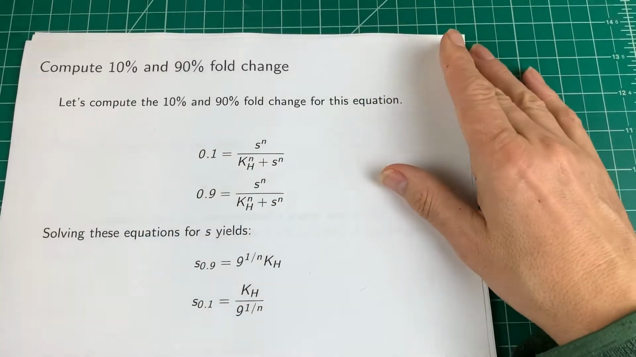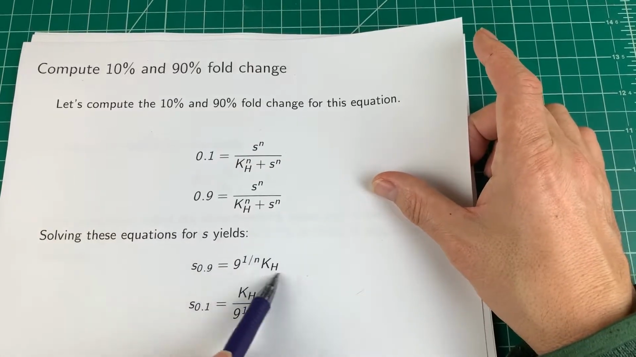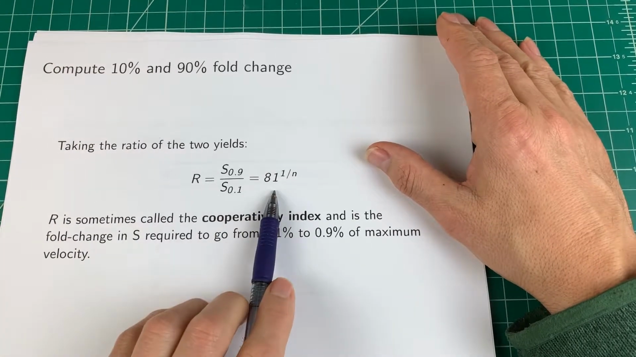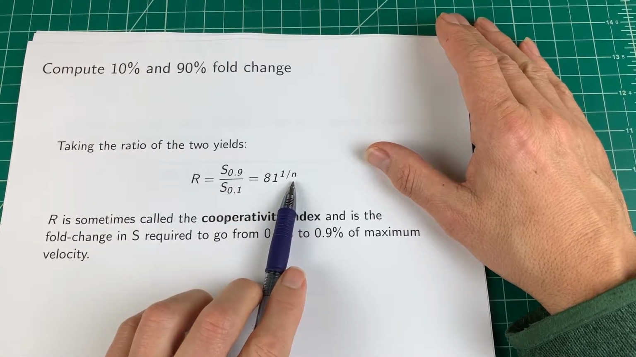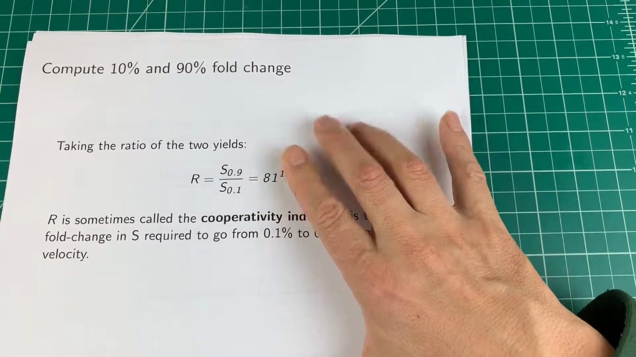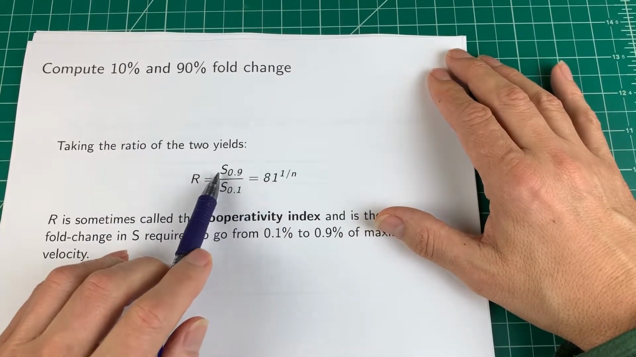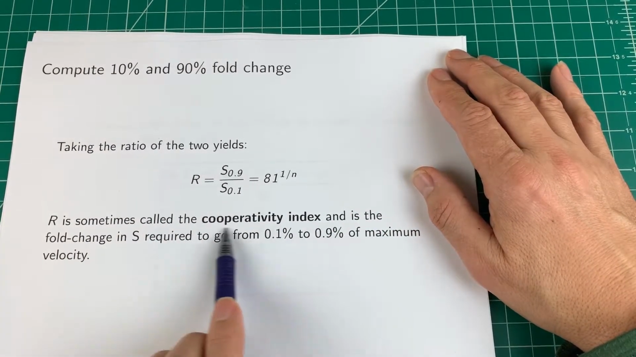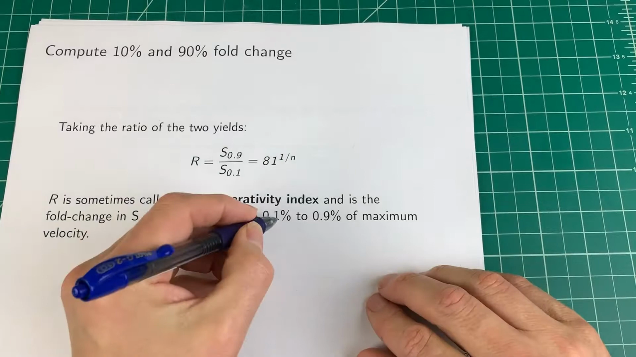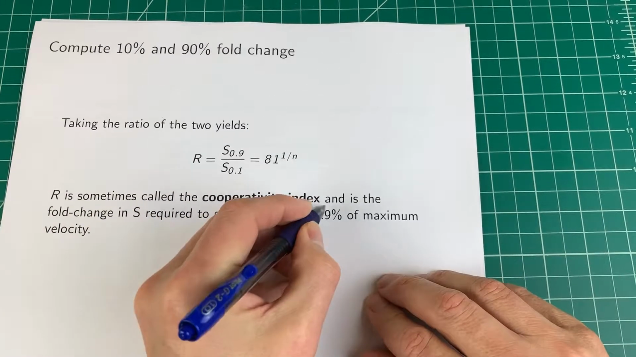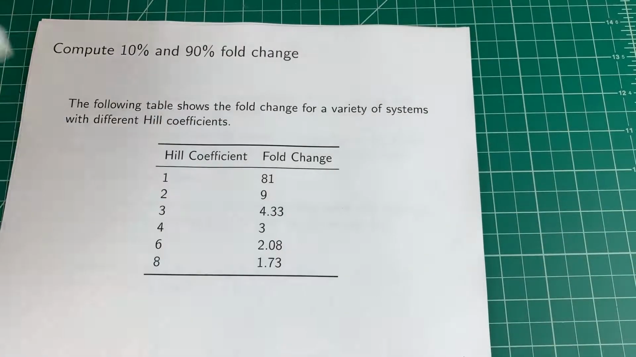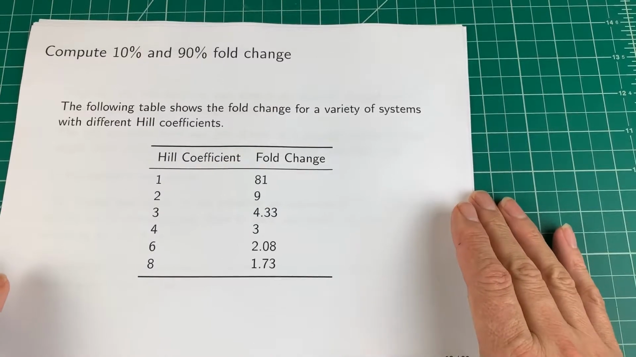All right. Now to get the fold change, I need to divide this by this. That again is quite straightforward, and you get 81 to the power of 1/n. Note that when n is 1, I basically get 81, which is what I had before. Now this, I haven't mentioned before, but this ratio is sometimes called the cooperativity index. Okay, and it is the S-fold change required to go from 10% to 90% of maximum. So let's have a look at some of these fold changes as a function of n.